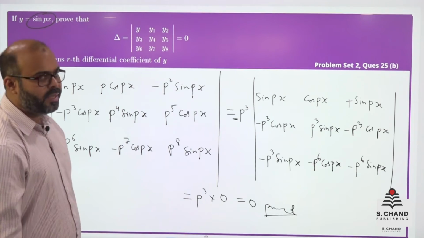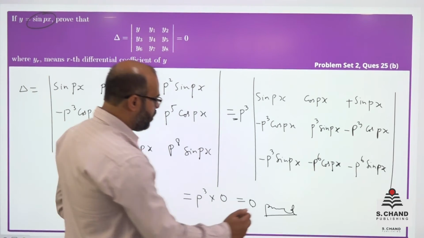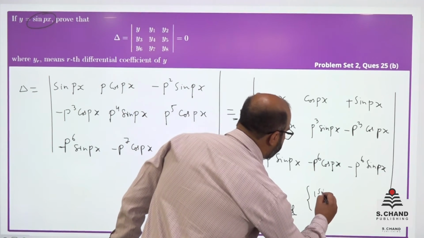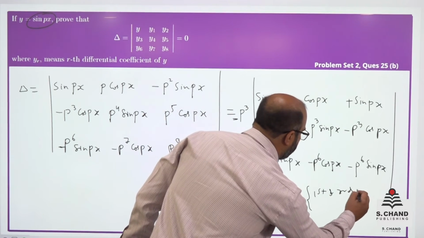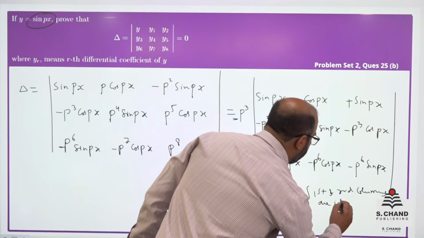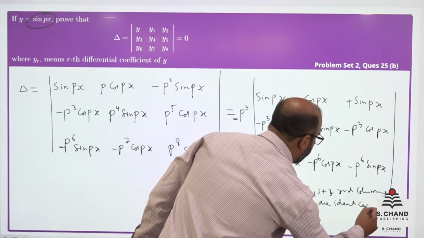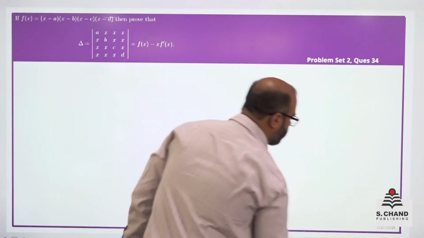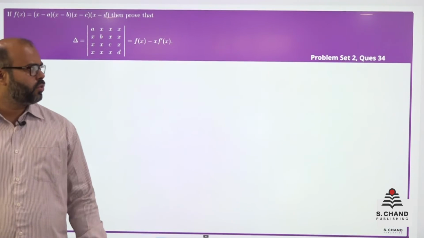So you can use the property that the first and third column are identical. Let us come to the next question.